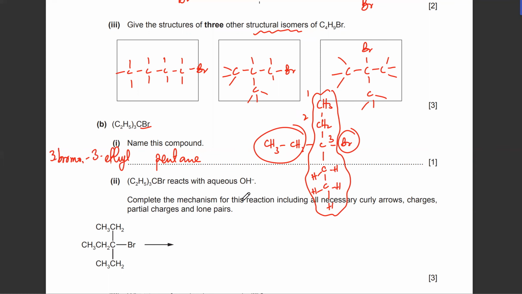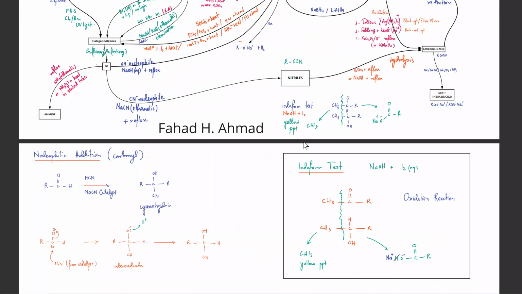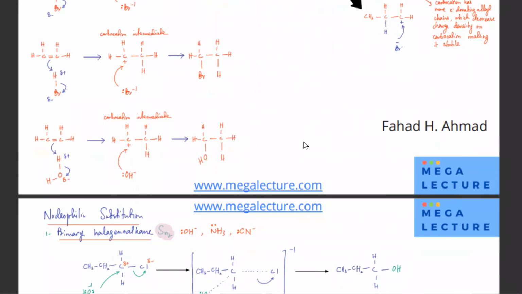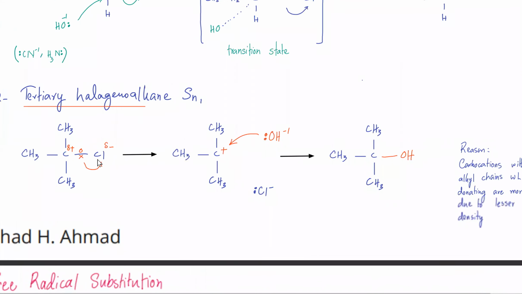Yes, sir. Then complete the mechanism of this reaction including all necessary curly arrows, charges, partial arrows. So it's with the OH ion. Now which one is this? Is this tertiary, primary or secondary? Sir, it will be tertiary. Look at your notes in the sheet. Tertiary halogenoalkane undergoes nucleophilic substitution with OH. So this is primary, this is tertiary. What happens in tertiary? First a carbocation forms, then the OH ion. SN1 mechanism.